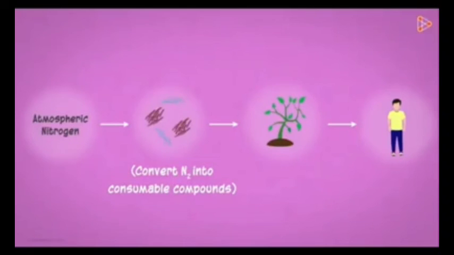For animals and for us humans to consume nitrogen, we need the help of the microorganisms, who convert it into consumable compounds, and plants that synthesize the compounds, and then humans and animals can consume the nitrogen from the plants that we eat.